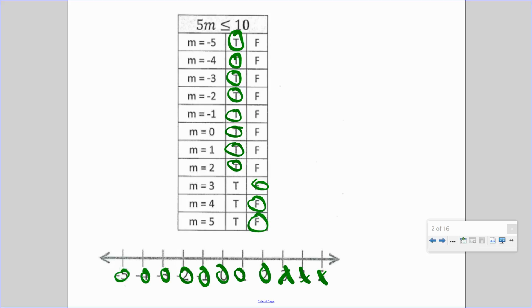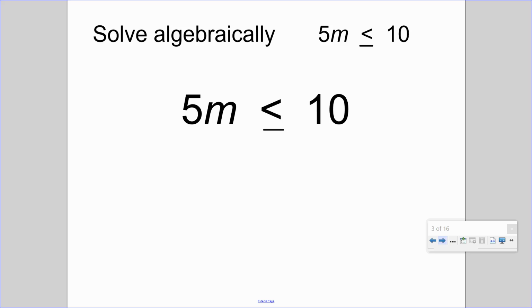How did you like going through a number line and figuring it out one by one? Or would you like to solve it algebraically? I do. This is m. I need to isolate m. What operation is this? It's a multiplication. What's the inverse of multiplication? Division. So I divide by 5.